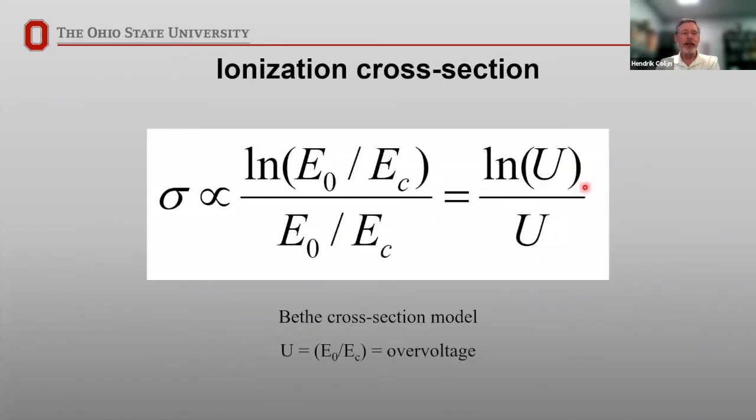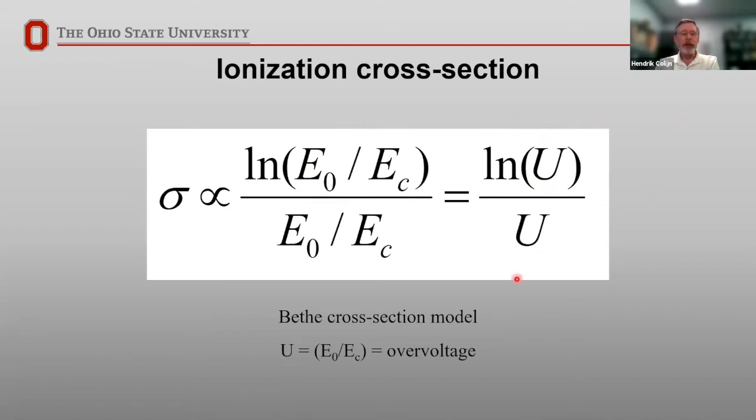So looking at the ionization cross-section, in its simplest form, the ionization cross-section in the beta model will look something like this, where U is something known as the overvoltage. E sub C is the ionization energy of that particular atom, and E0 is the electron energy coming in. So that ratio is usually known as U and is called the overvoltage.